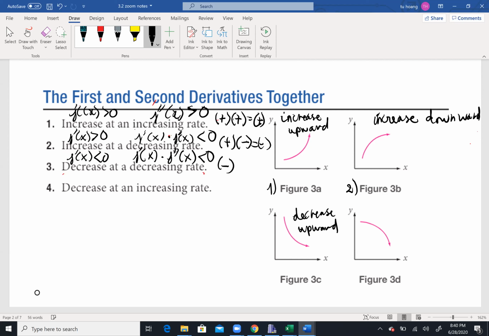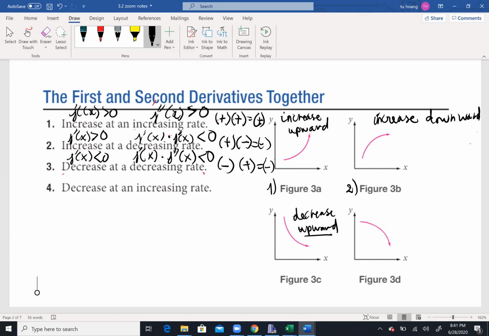And I have here the first is negative, then the second has to be positive. Okay. So in this case, the second derivative is positive, why? Because you see that it's upward here, right? So in this case, the second derivative has to be greater than 0.